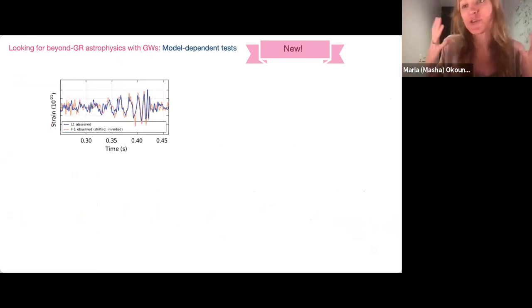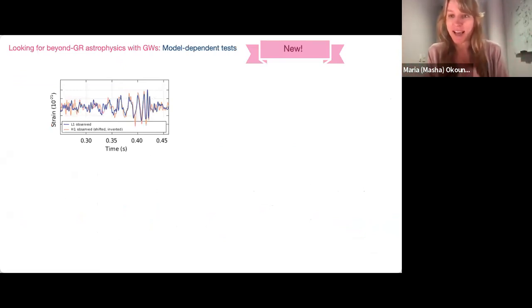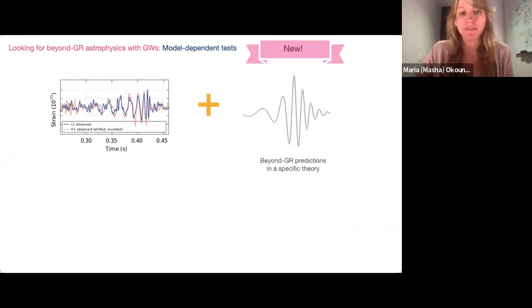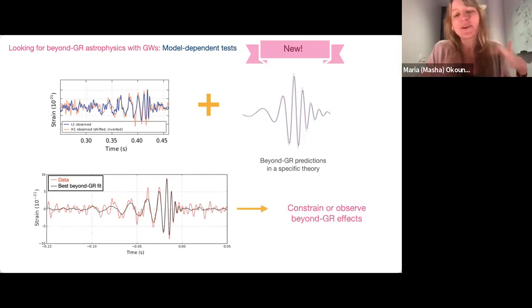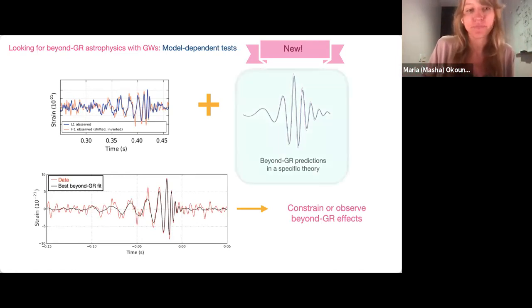And so we're moving into this new framework of model-dependent tests, where you take your gravitational wave data, and you have predictions for what gravitational waves look like, not just in general relativity, but in a specific beyond-GR theory of gravity that introduces corrections to general relativity. You find your best fit to the data, and you can ultimately use this to constrain or observe beyond-GR effects. And so really the key is getting at these beyond-GR predictions in a specific theory.